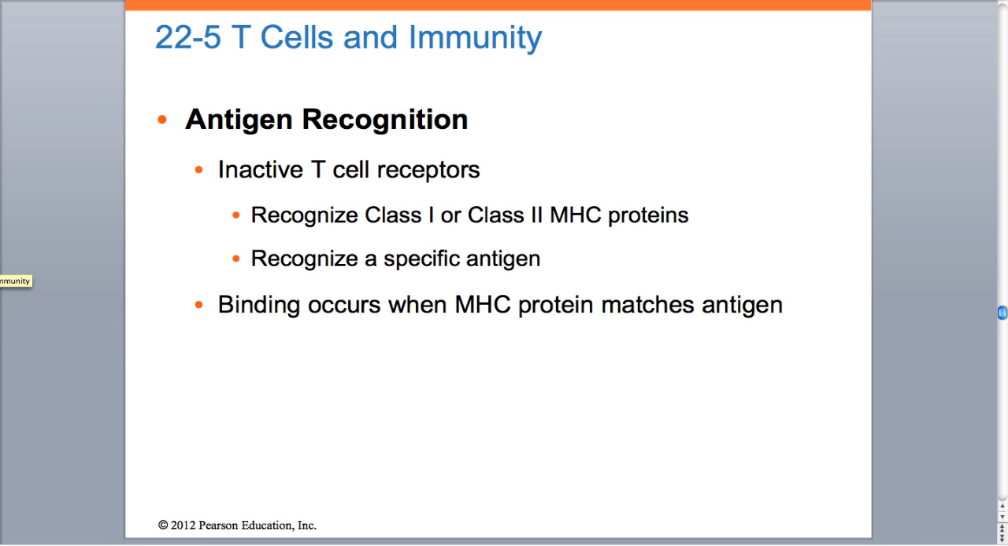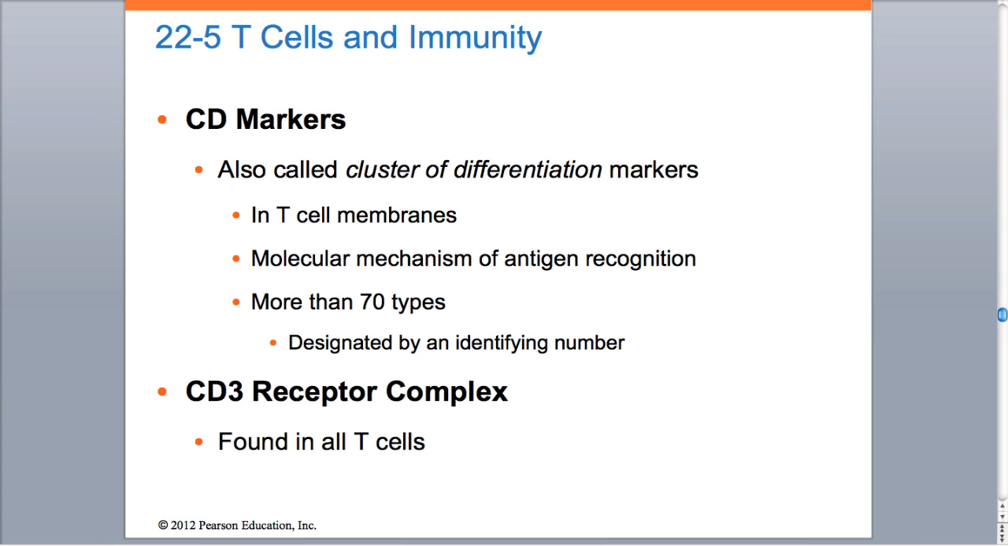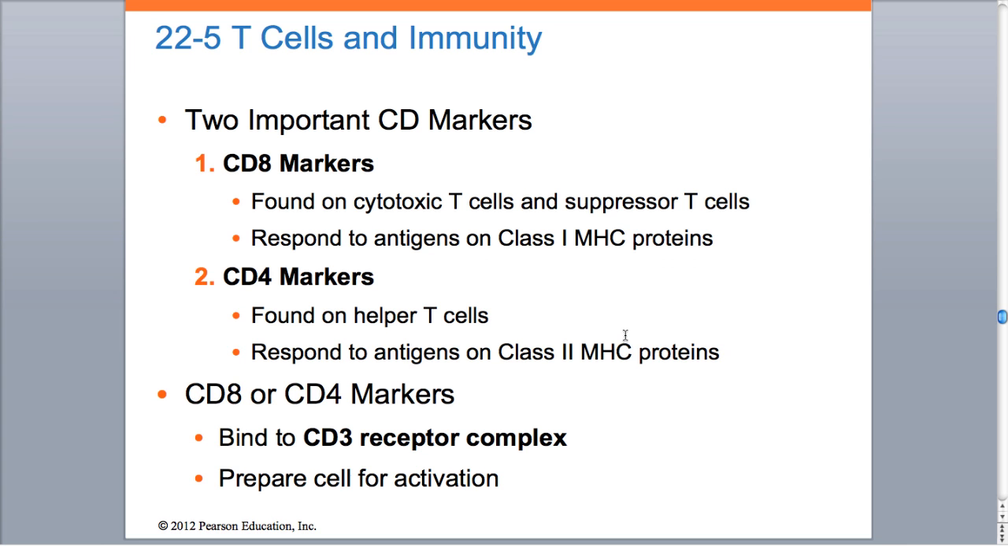And now we have antigen recognition. Binding occurs when the MHC protein matches the antigen. So now what we're going to see is, how do I recognize the germ once it is presented to me? Now, we have what's called CD markers, and they're found on T cells.